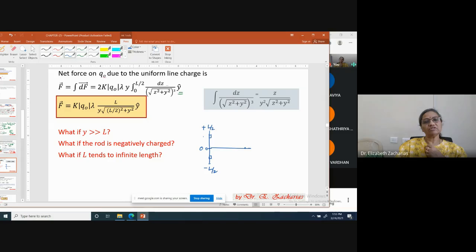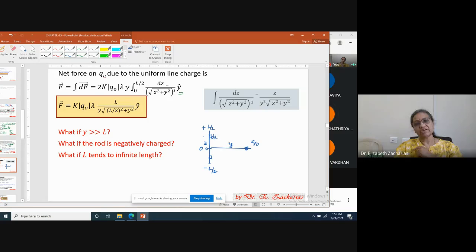Okay, so look at this. I put everything into this, and I can see that all of these become constant. Lambda is a constant. y is a constant, because my charge q naught is here and this distance is y. So y is also a constant. There is only one variable here. Which is that variable?